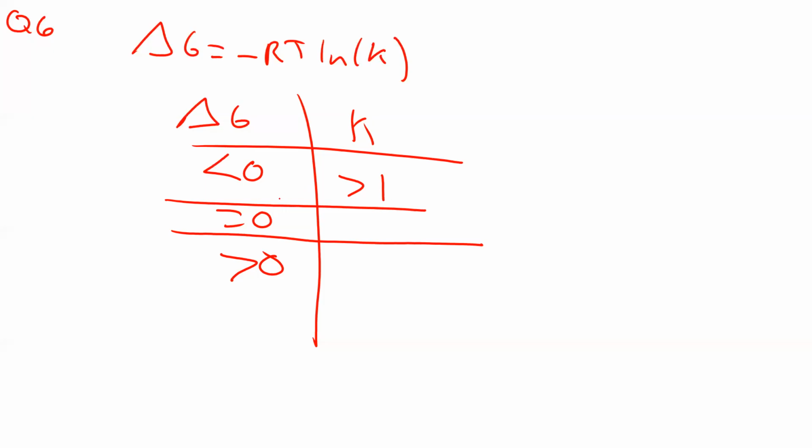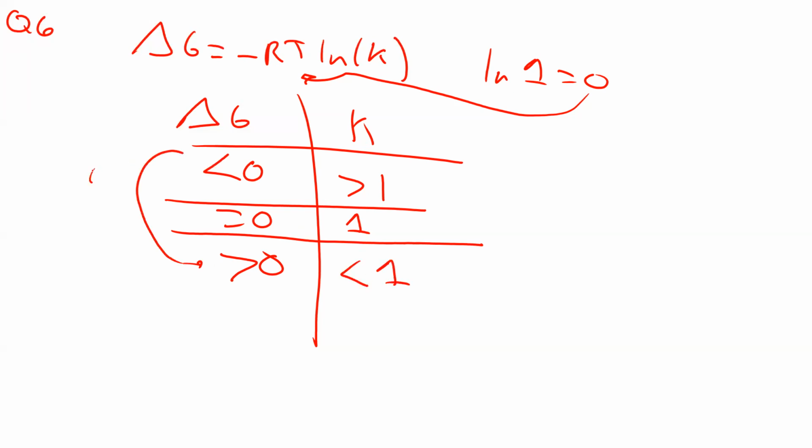If it's 0, K has to be 1 because the natural log of 1 equals 0. So anything times 0 is 0. So that's how that works. And this one will be easy because this will just be the opposite of this one. And this will be less than 1. That's just opposite.